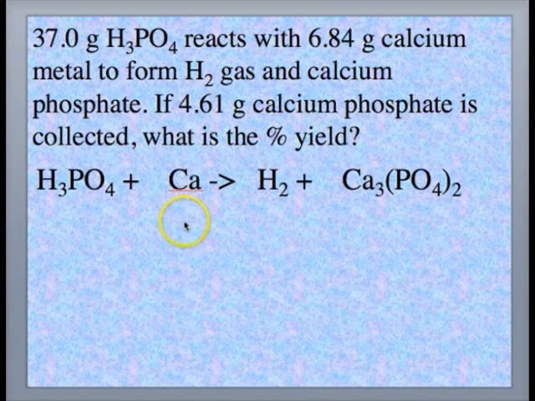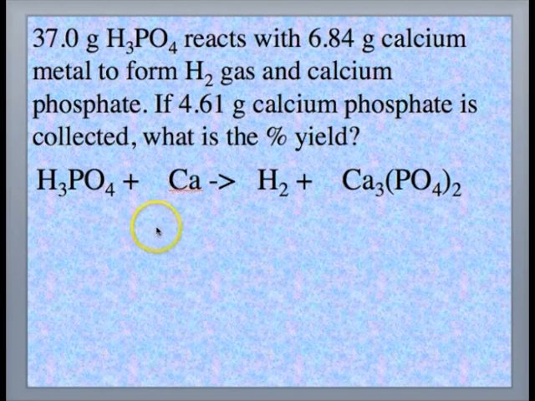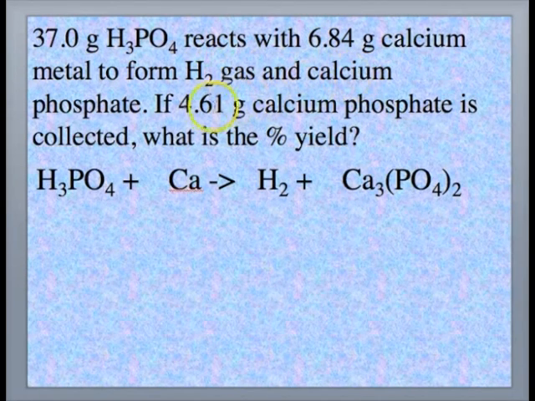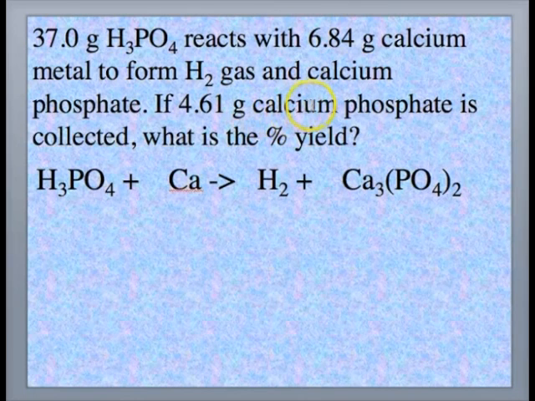So here's a question that we're going to get in class. We're not going to do it in this lecture, but if you want to work on it, you'll be that much more prepared for lecture. 37.0 grams of phosphoric acid reacts with 6.84 grams of calcium metal, forms hydrogen gas and calcium phosphate. If 4.61 grams of calcium phosphate is collected, what is the percent yield?